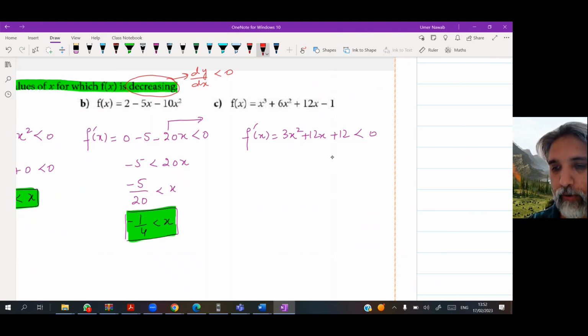I'm just showing you how it will look. It will look like this. So look, it is totally increasing. That's why there's no decreasing behavior. So no solution. There's no value of x for which the derivative is negative.